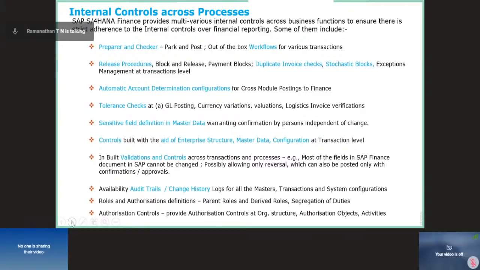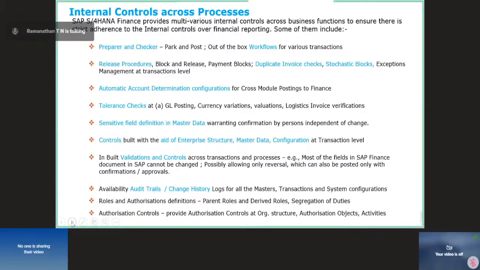Internal controls over financial reporting, prerequisite. SAP provides maker and checker controls, park and post functionalities, workflows out of the box available on the system for us to enable, where we make sure the person processing and the person approving are independent, right? So this is one such base.